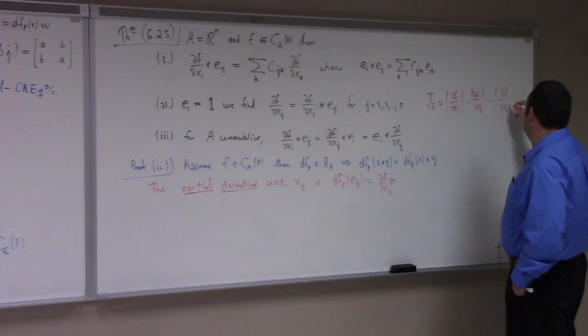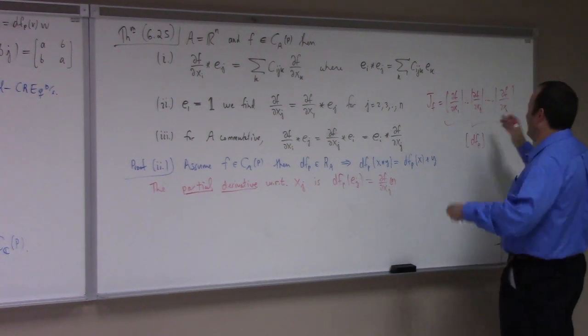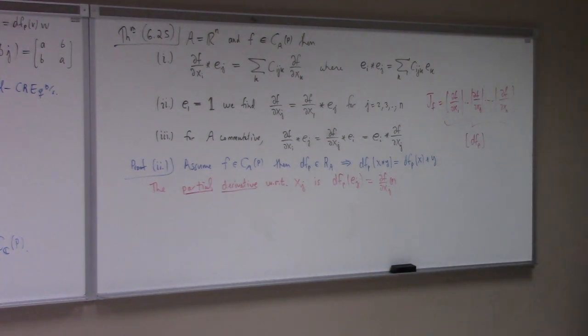But what is this? This is the standard matrix of df at the point P. Fine, there's P's everywhere here, but don't make me write them, please. So my point is that's how we connect the partial derivative with the differential. We just act on the standard basis. That's it. Okay? That's the connection.